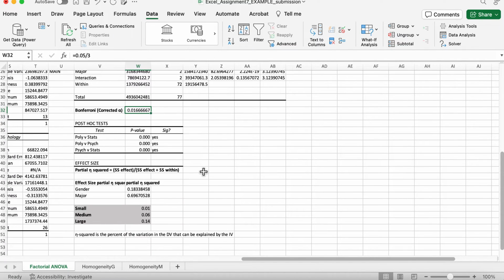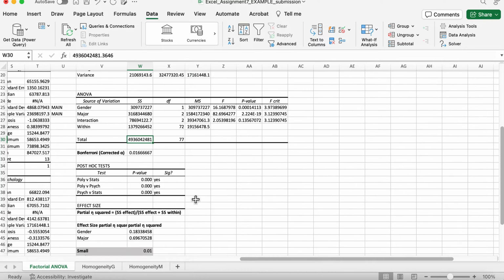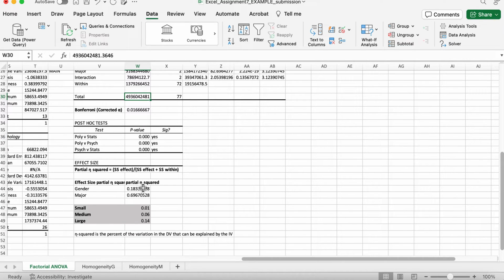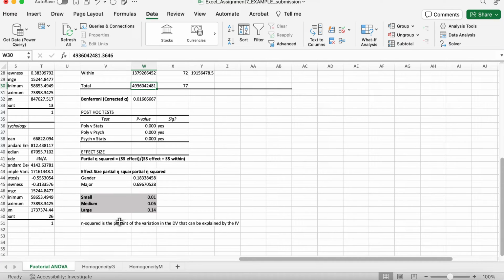Now for a one-way ANOVA, you can do eta squared, which is just the sum of squares divided by the total, but partial eta squared is slightly different. I hope that explains the differences.